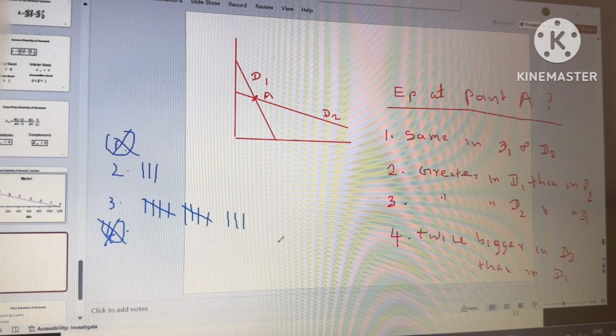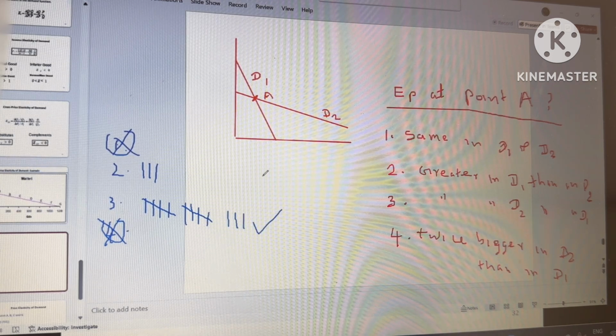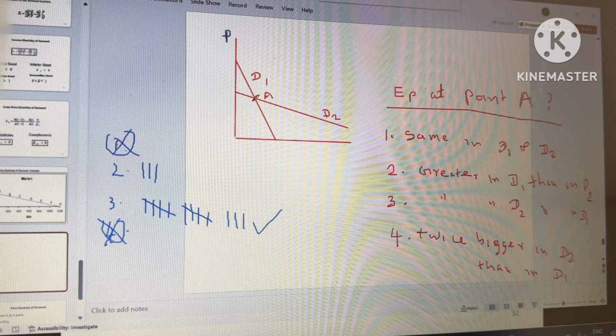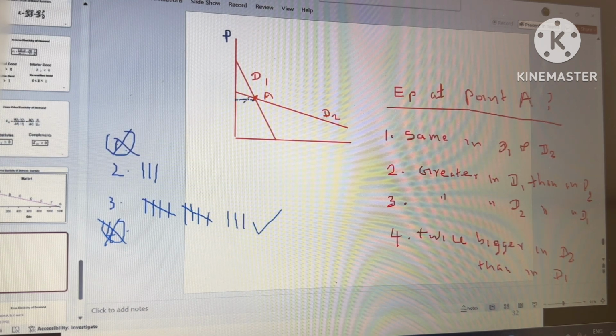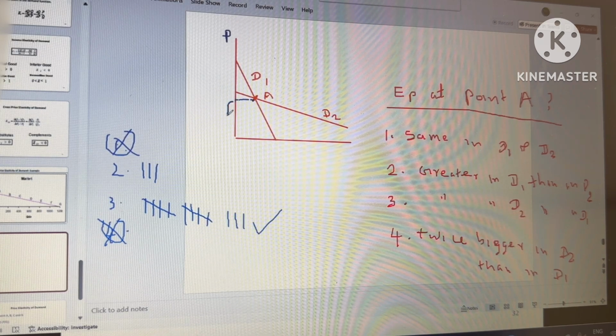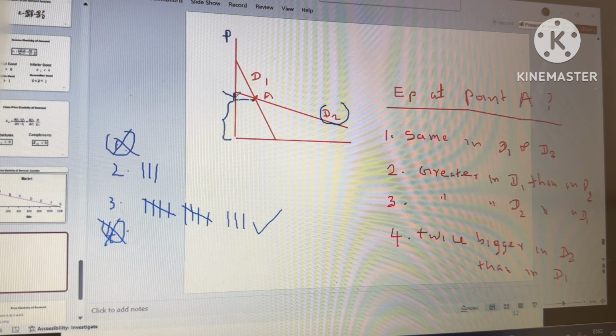Going with the majority is not always good, right? Okay, let's see whether this is okay or not. I'm going to use the price axis formula for this. It is very clear, right? If we get the price at this point, this price is common for both the curves, right? So, what is the price axis formula? Lower segment divided by upper segment. Now, if you take D2, this is the upper segment, a small segment, right?